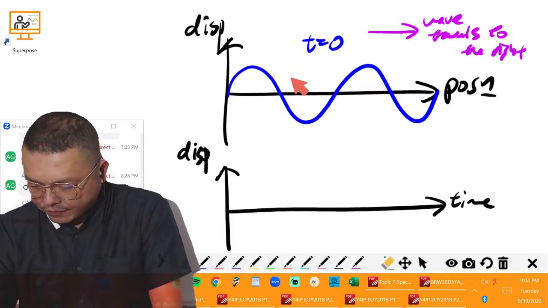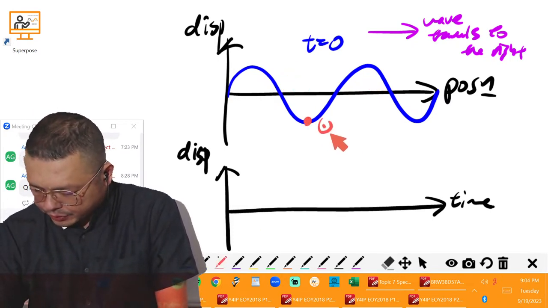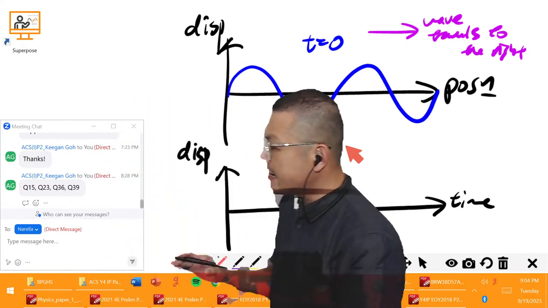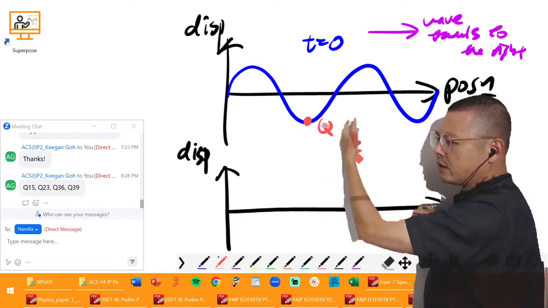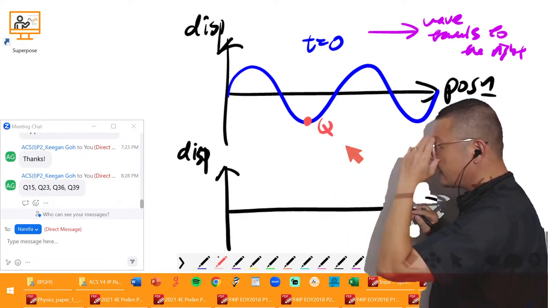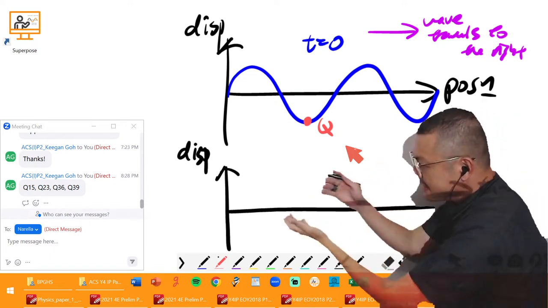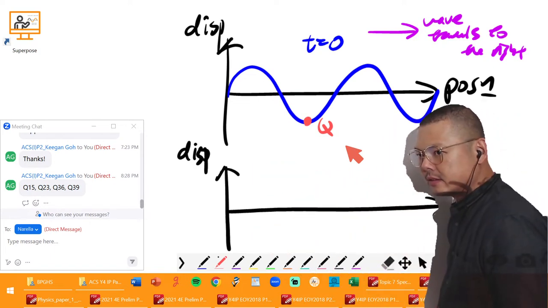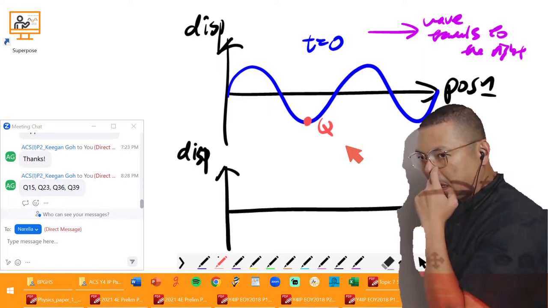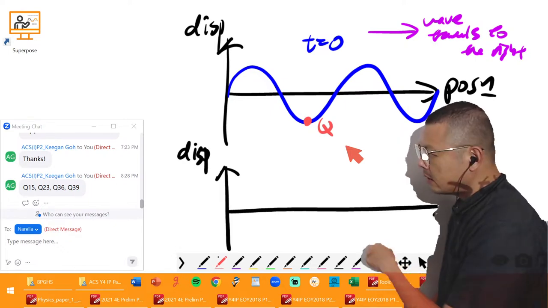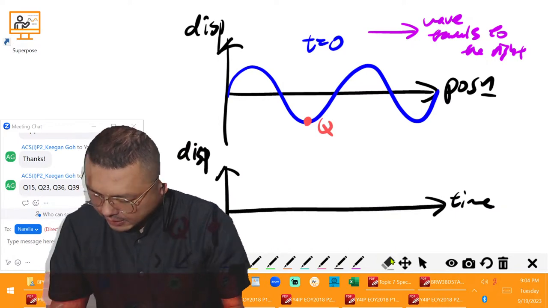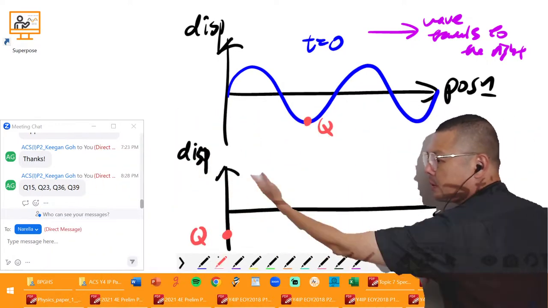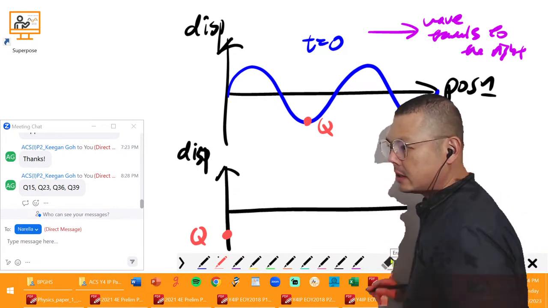So, I give you particle Q. Right now, particle Q is at the trough of this wave, or rather, the most negative amplitude, at t equals 0. So, where does it start on the graph here? Down there. It starts from here. So for particle Q, on the displacement-time graph at t equals 0, it starts from the bottom here.